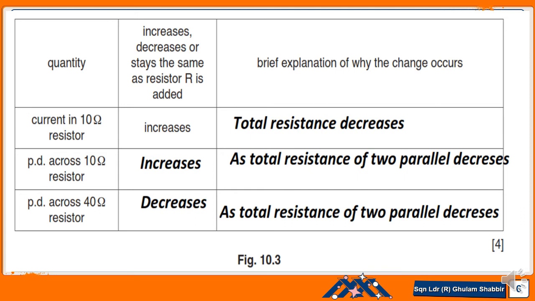Now the potential difference across the 10 ohm resistor will definitely increase, because the parallel resistance is less, so their potential difference, V equals IR, will be less, and that is why the potential difference across the 10 ohm resistor will increase as the total resistance of the two in parallel decreases. Similarly, the potential difference across the 40 ohm will decrease because the total resistance of the two in parallel decreases.